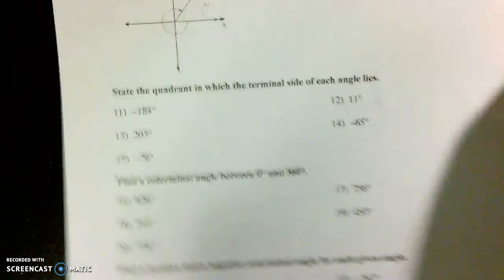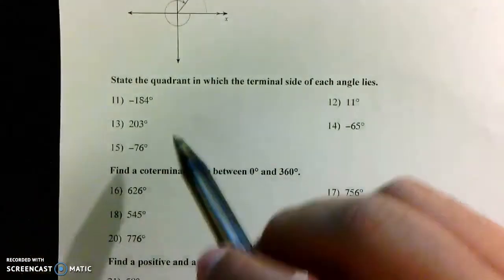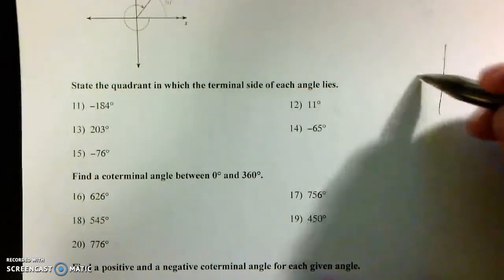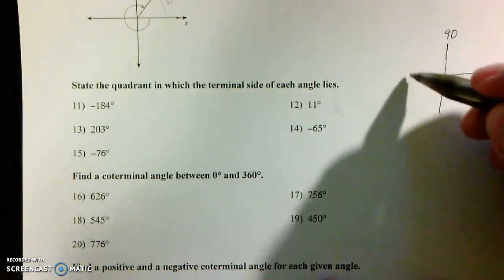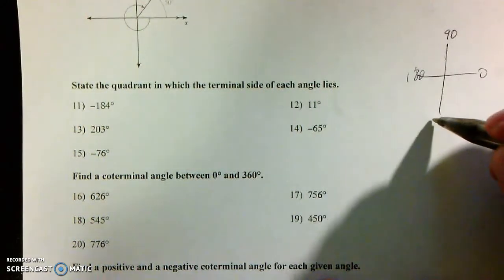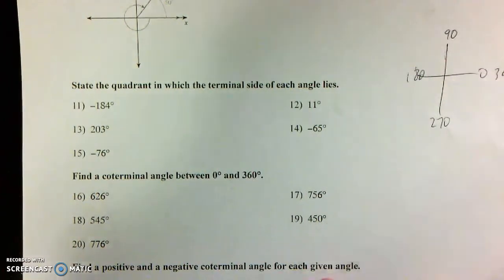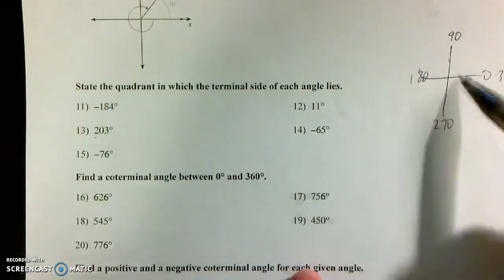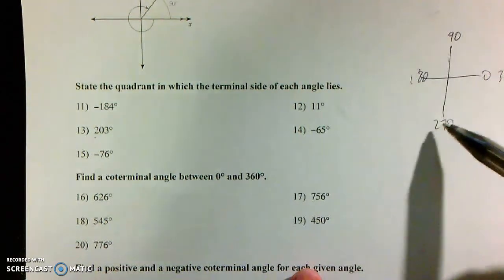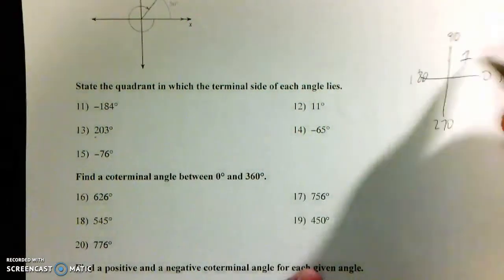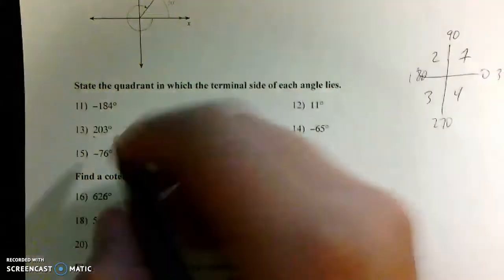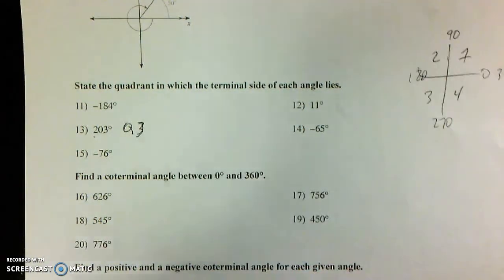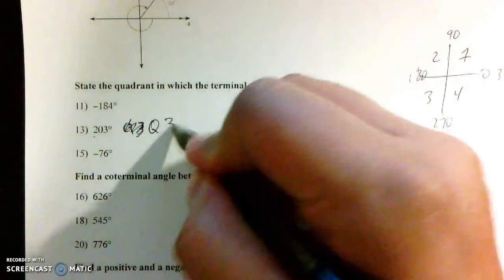You got a couple where they ask you what quadrant this is in. So you can kind of just, if you want, draw a 0, 90, 180, 270, and 360. So for the positive ones, you could just basically look like, 13, for example, 203. That's going to be here between 180 and 270. So 203, this is quadrant 1, quadrant 2, 3, 4. 203 is going to be in quadrant 3.